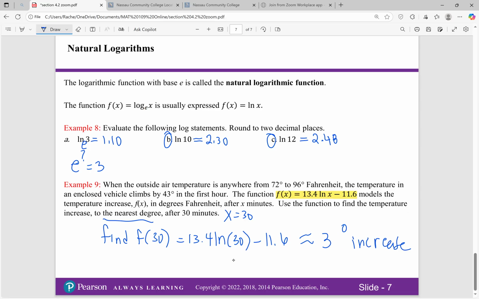I don't like how that 4 looks. Looks kind of like a 9. There we go, 34 degrees.